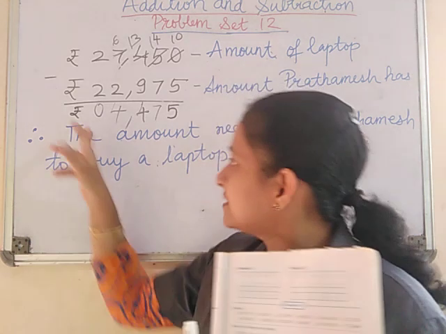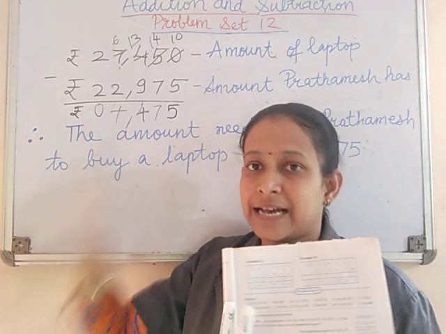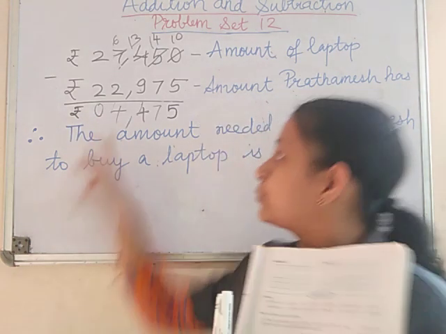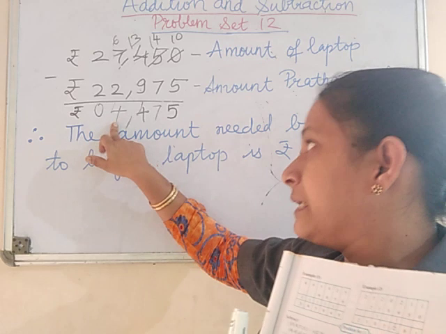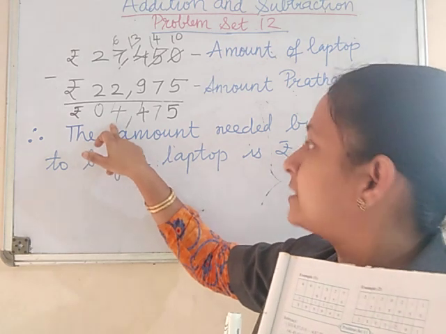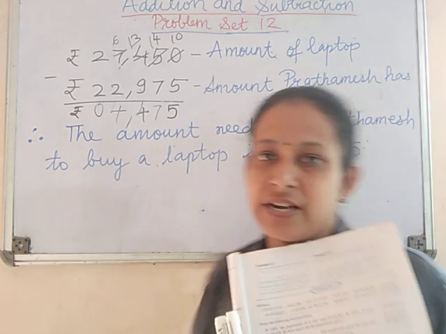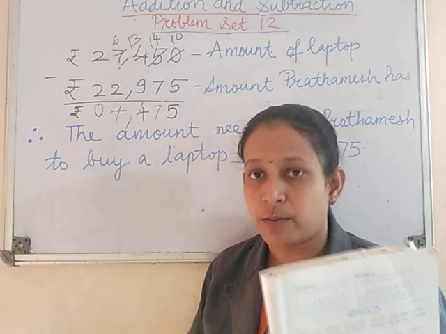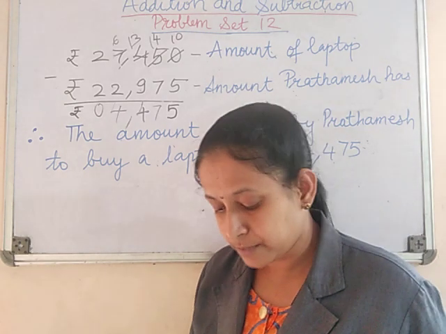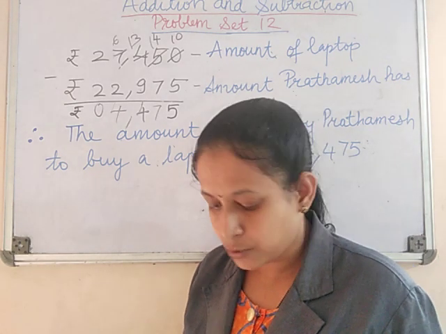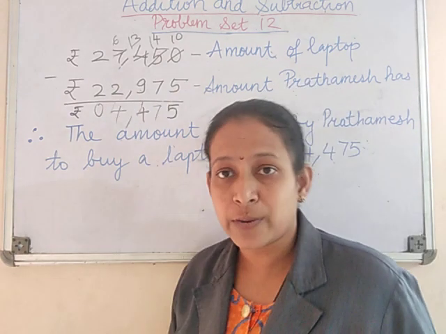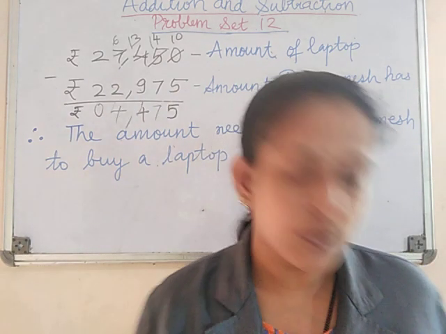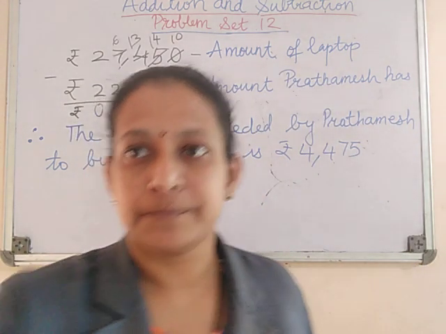So we start reading from the second digit, that is 4,475. This 0 does not have any value. So this is your first problem of problem set number 12. Let us go for the second one. Now once you know borrowing and all, then we will do the other problems very quickly.